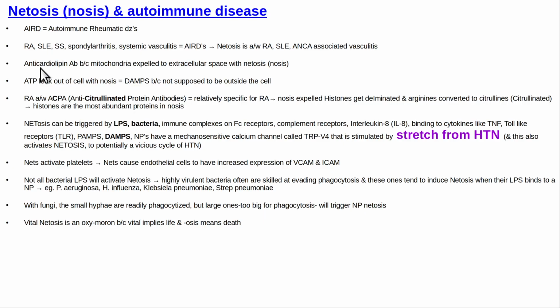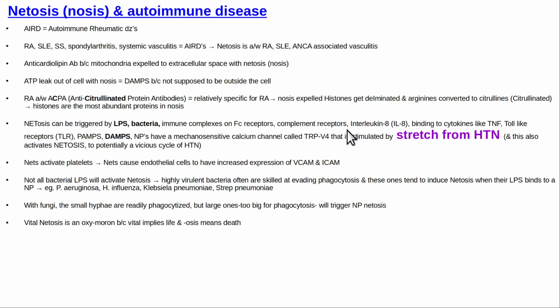Because NETosis throws the inner contents of the neutrophil into the extracellular space, now the immune system sees these intracellular things that it normally hadn't seen before, and it might recognize them as foreign and initiate an autoimmune response. NETosis can be triggered by LPS, bacterial endotoxin, by bacteria themselves, by immune complexes on the Fc receptors for the antibodies, complement receptors. Things like interleukin-6 can activate it.